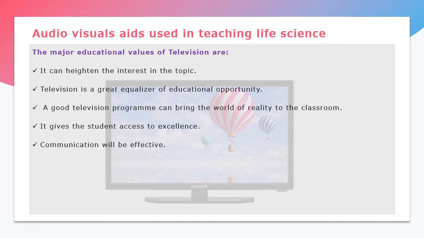Communication using television can be effective because it can transmit a wide range of audiovisual materials like films, objects, pictures, etc.